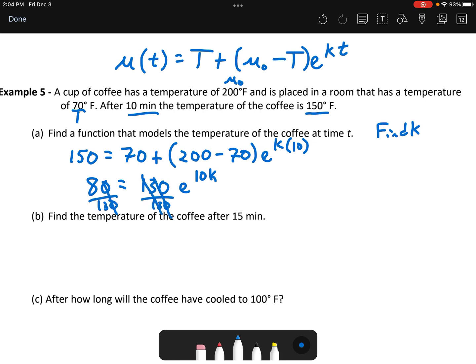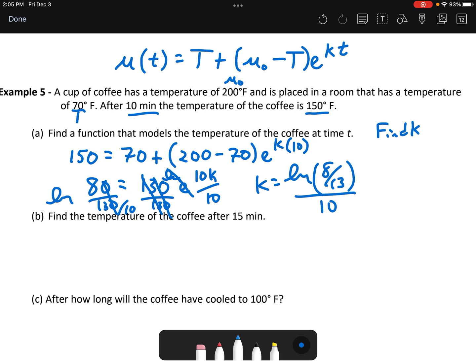I don't show all the work because I shouldn't have to at this point of your math career. Natural log of both sides, and then divided by 10. So K is equal to the natural log of 8/13 divided by 10. So again, this is another good one to store. Divided by 10, store alpha K. All right, so there's K.